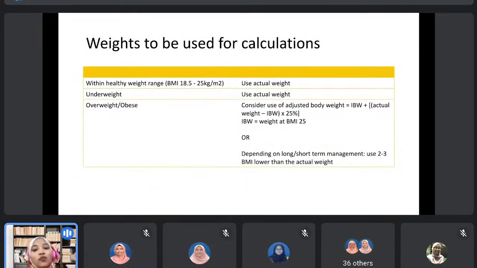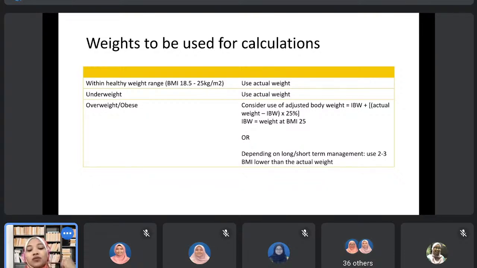And then how about the weights to be used for the calculations? So this one, most of the students might get some confusion. Nak guna berat apa? Ada yang guna ideal body weight, ada yang guna actual body weight, okay? So for example, kalau healthy, the patient is within healthy weight range, iaitu 18.5 to no more than 25, so you should use the actual body weight.